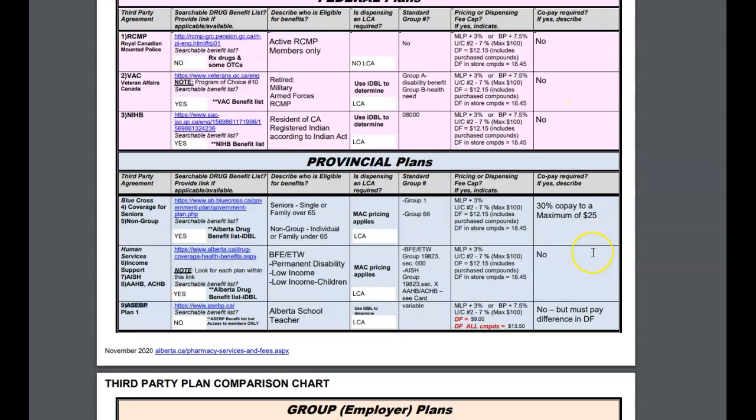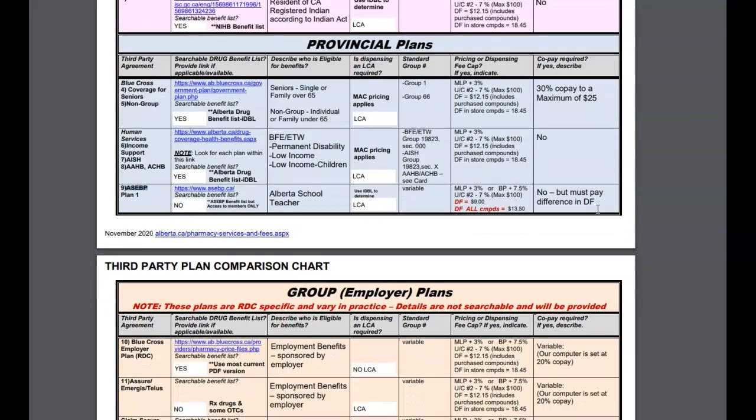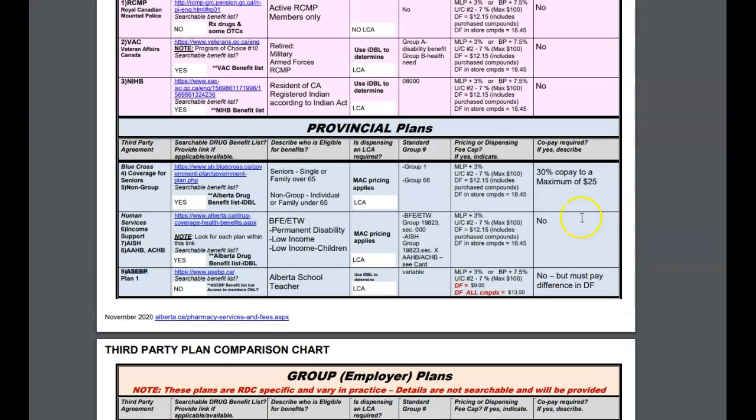So if you kind of look at this chart globally and what I'm providing to you, really the ones that you need to pay attention to are just the ones that do have a copay. So specifically, this is going to be information you're going to want to place in your memory bank. So when it comes to our provincial plan for our Blue Cross folks, our coverage for seniors, and our Group 1, the copay is exactly the same for all of them. They're going to have a 30% copay to a maximum of $25.